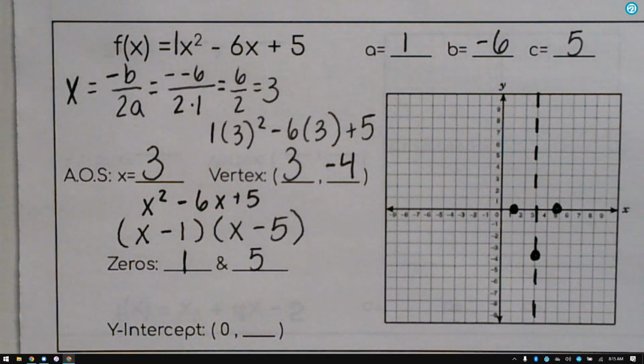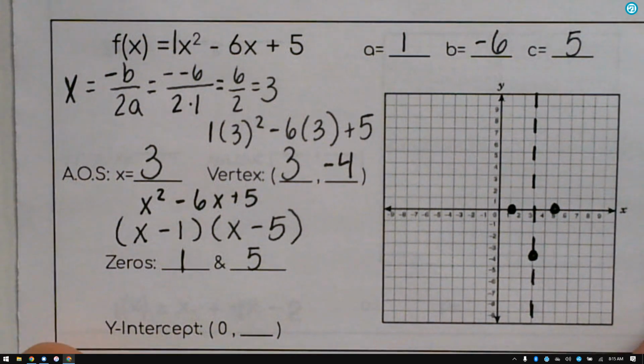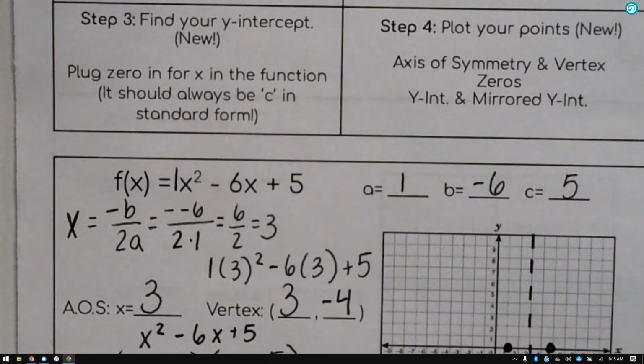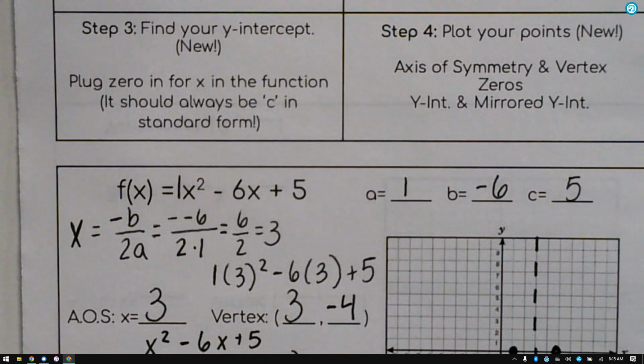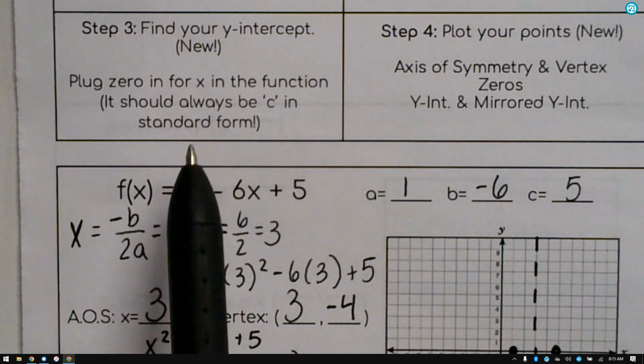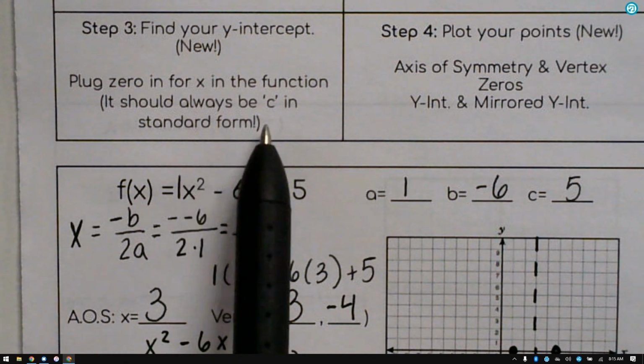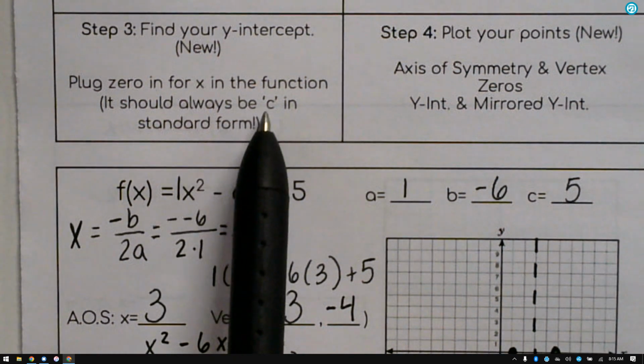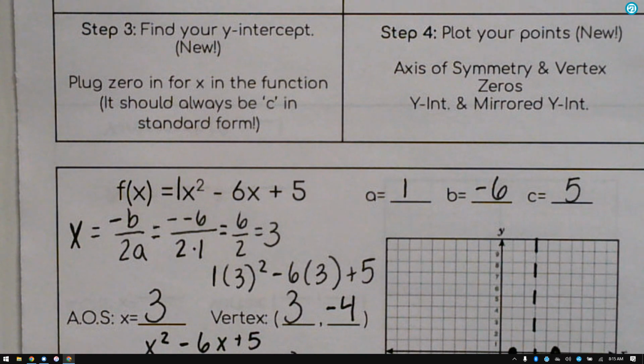Okay, we've got one more step. This is the one thing today that is new, that we have never done before. And that is finding our y-intercept. To find our y-intercept, we plug in 0 for the x in our function. Once we plug in 0, I'm going to show you on this first one, but we will see it's always just going to be your c value is going to be your y-intercept.